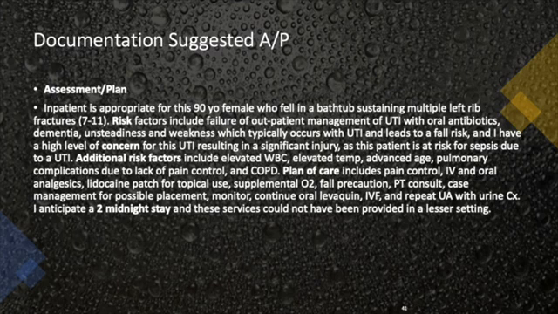Additional risk factors include elevated WBC, elevated temperature, advanced age, pulmonary complications due to lack of pain control, and COPD. Plan of care includes, and you can read the rest of that as you see it, but the reality is that the acuity needs to be well detailed and justified for an inpatient level of care before getting to the treatment plan.